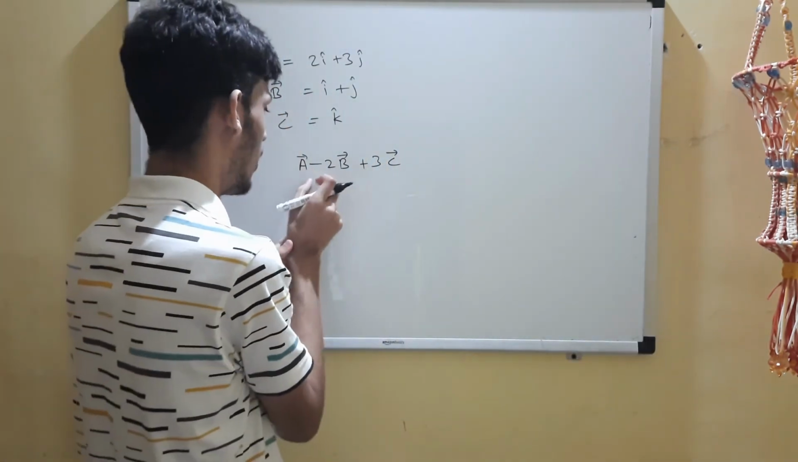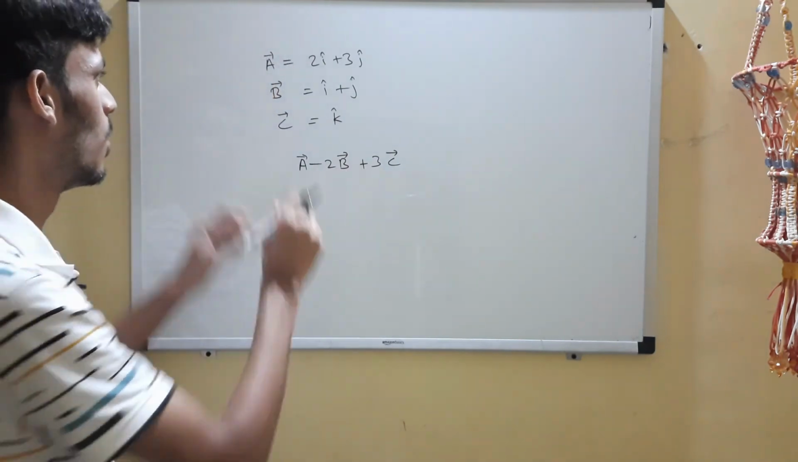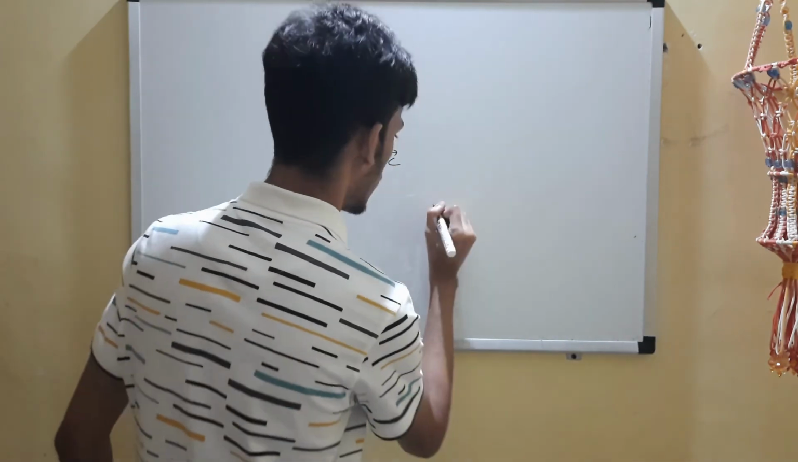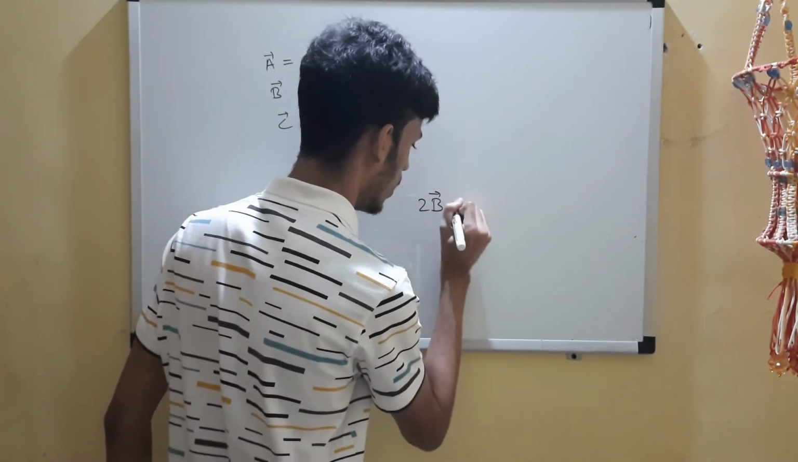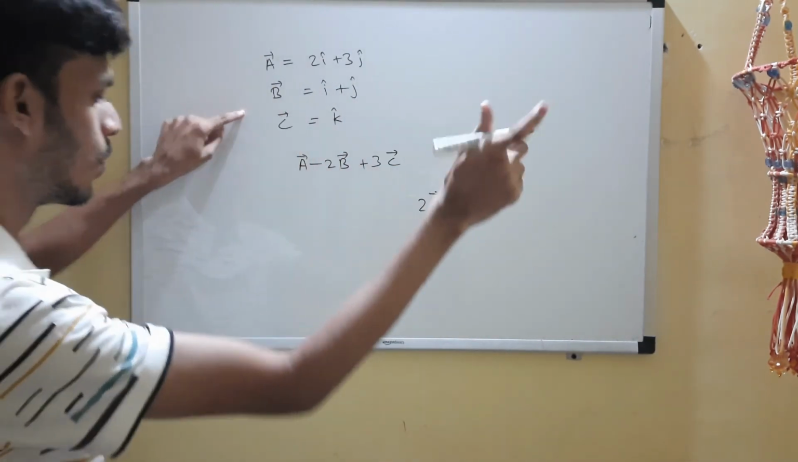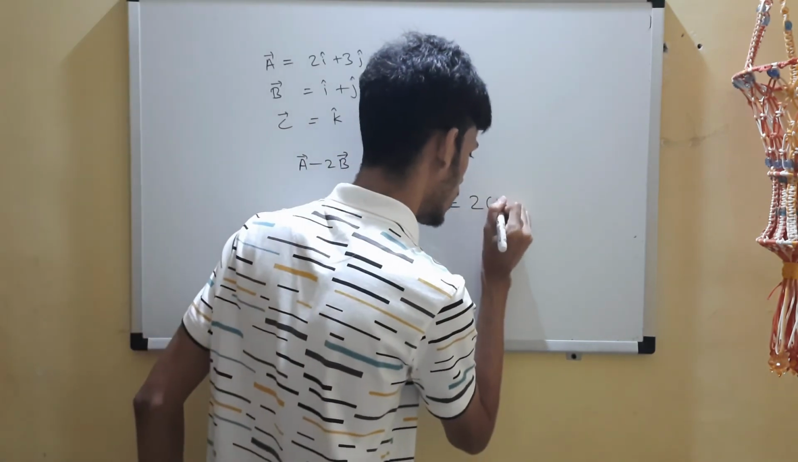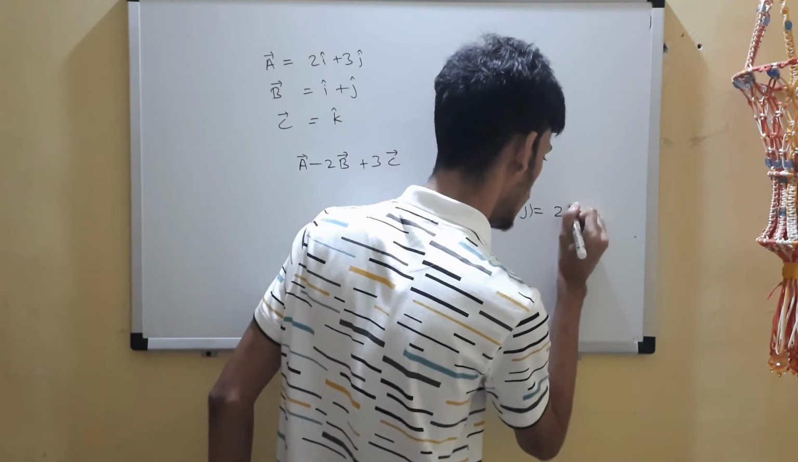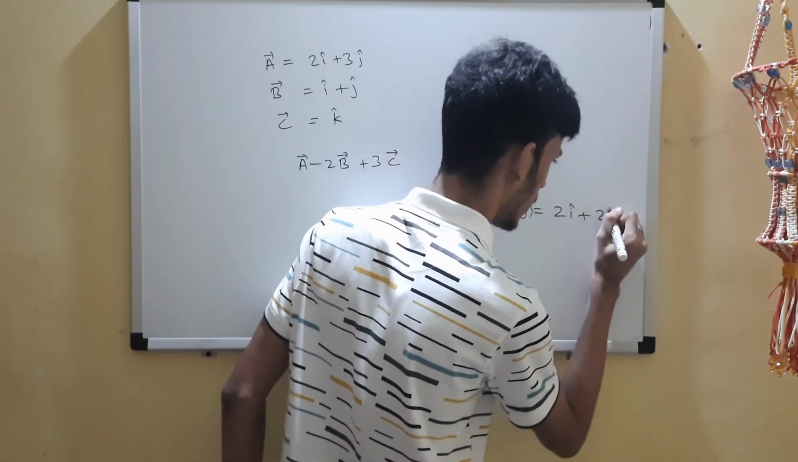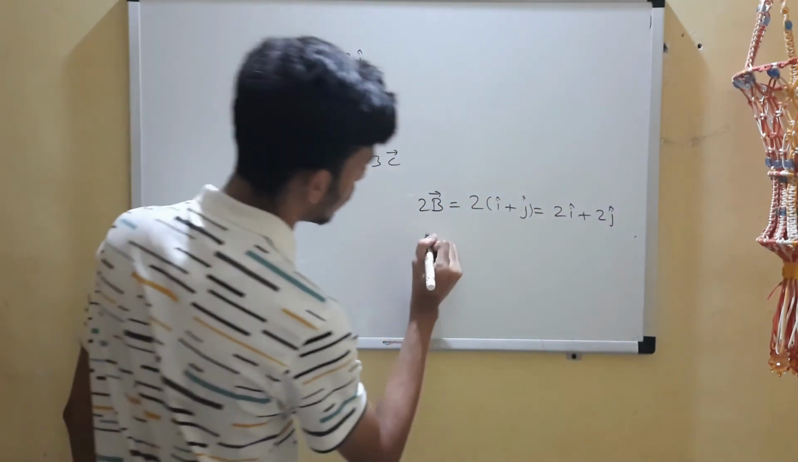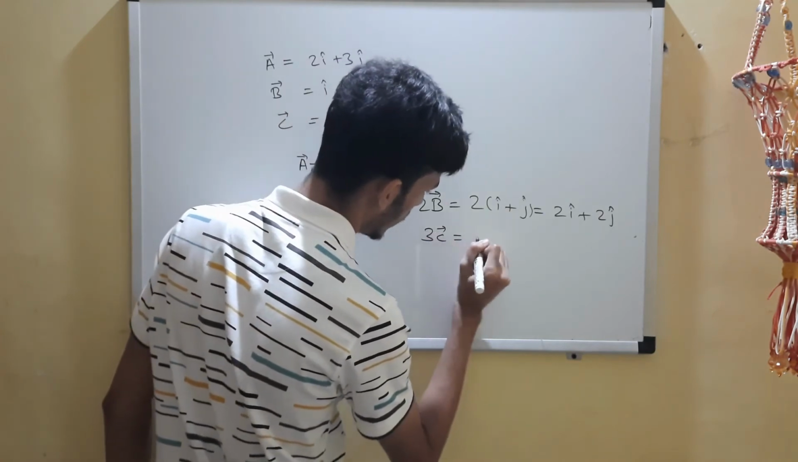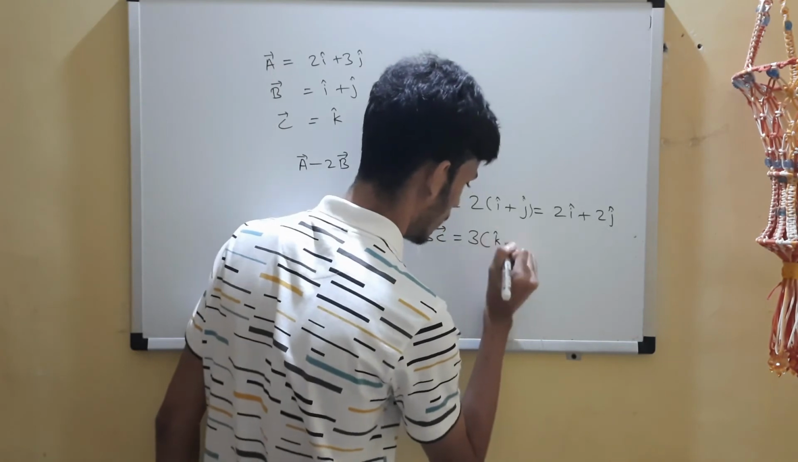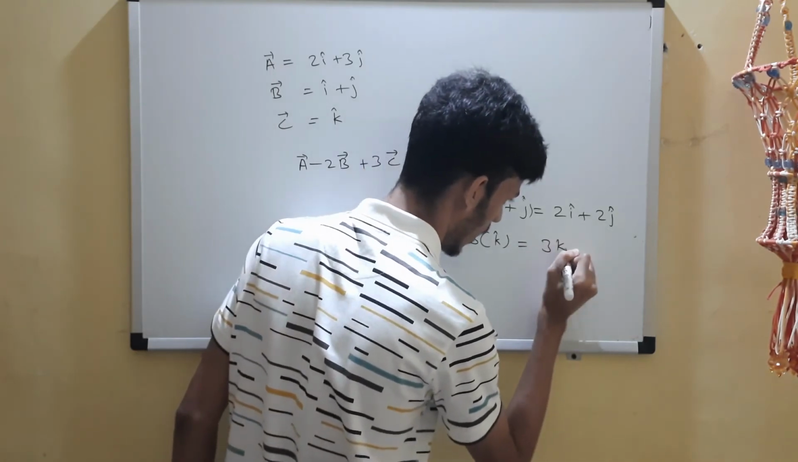Yes sir, but how to multiply this now? How to get 2b from b? It's very simple. If you want to get 2b, you just multiply this by 2. Multiply each of those terms, i cap and j cap, by 2. So you simply get 2 i cap plus 2 j cap. Now you want 3c, so what will you do? Multiply each term by 3, sir. And this vector has only k cap. Nice, so you get 3k cap.